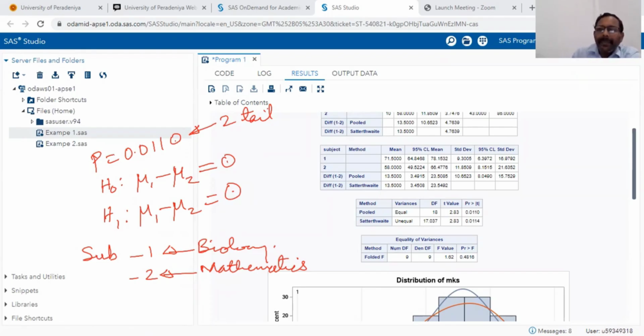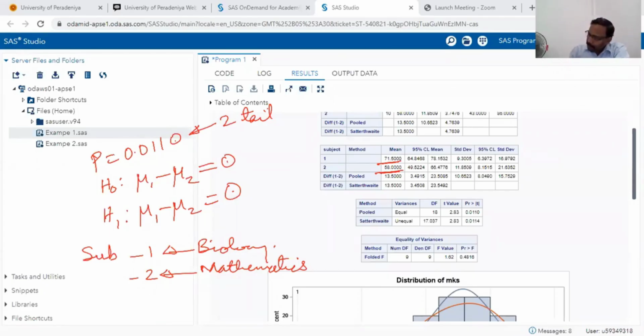So here, if you look at the average score, you see the average score for biology is 71.5. The average score for mathematics is much lower than biology.